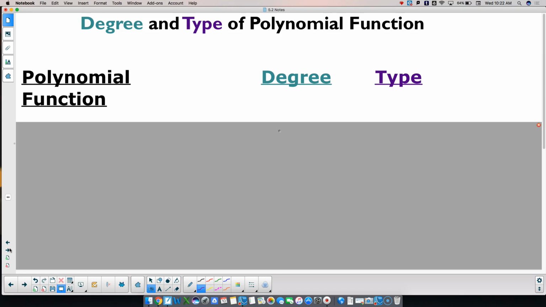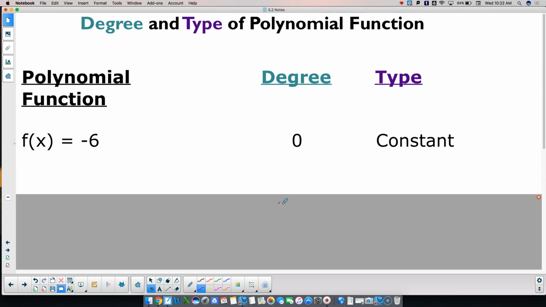The first one is if I had f of x equals some number. So if f of x equals negative 6, we call this a constant function because the degree is 0. If I were to write this out using what we learned on Monday, we could write it as negative 6 times x to the 0 power, because anything to the 0 power is 1, and 1 times negative 6 is negative 6. Constant functions are horizontal lines.